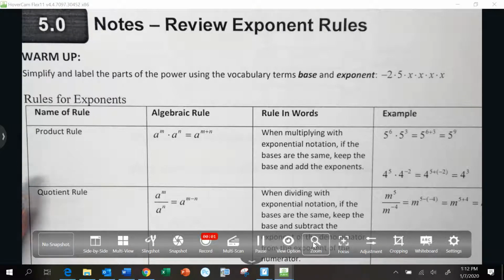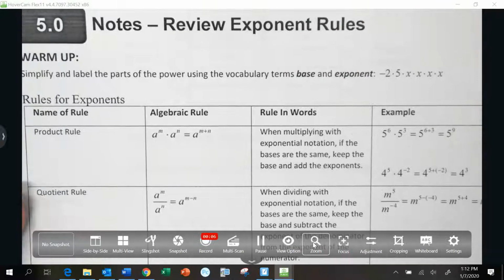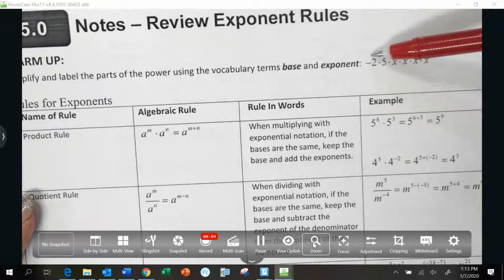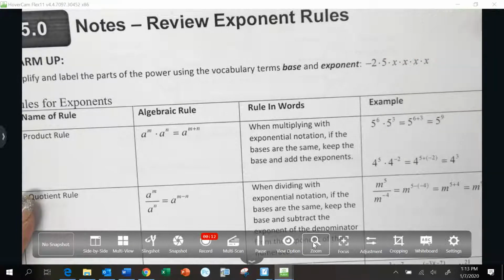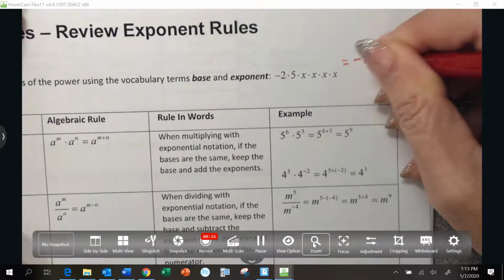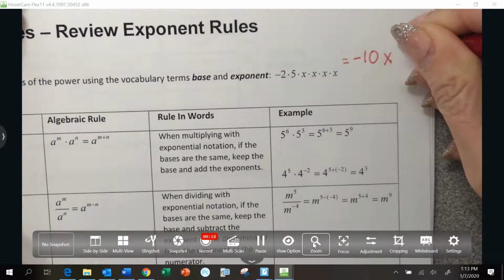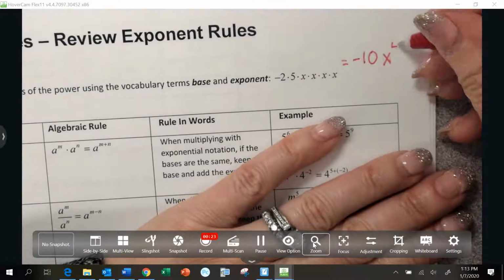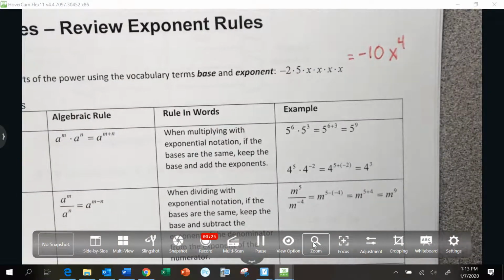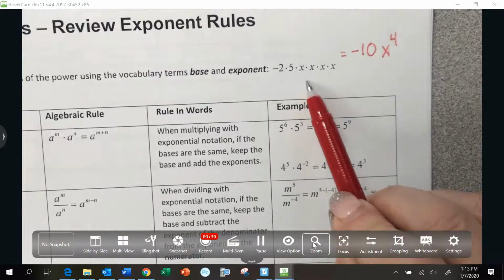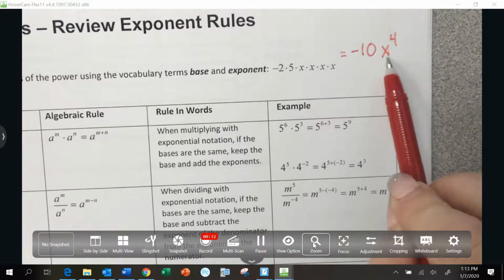Label the parts of the power using vocabulary: base and exponent. So we're going to simplify this first. You do not need to write negative 2 times 5 times x times x times x times x. What would that be simplified? Nope, there's 4 of them. Negative 10x to the 4th would be the simplified version. This is expanded, and this here would be simplified.